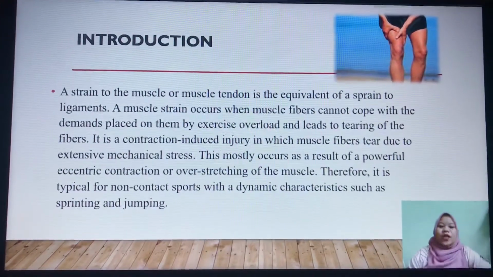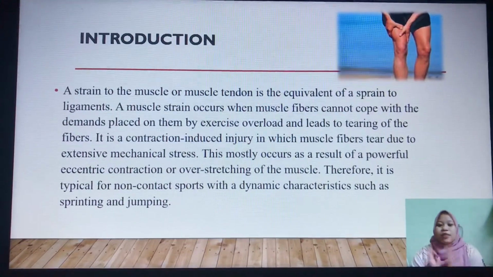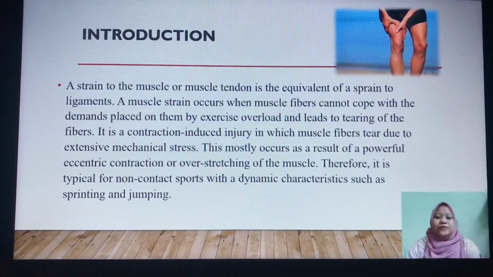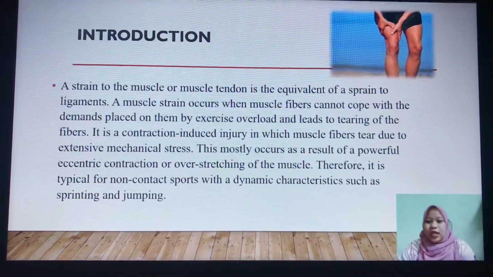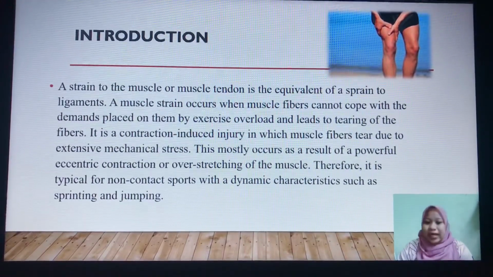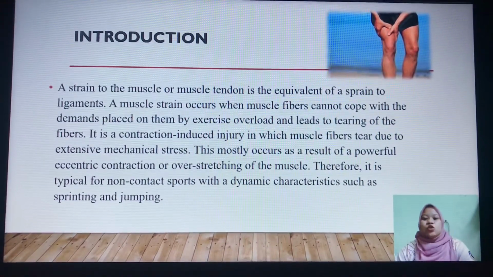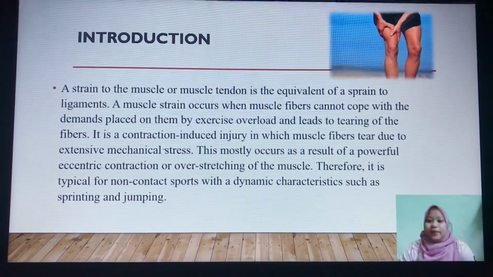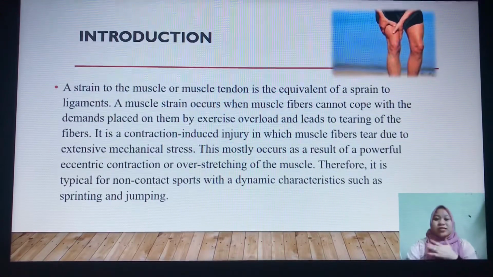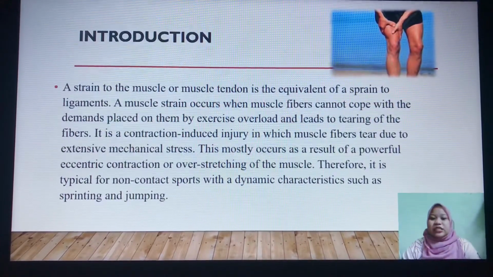Muscle strain. The first one is introduction. A strain to a muscle or muscle tendon is the equivalent of a sprain to a ligament. A strain occurs when muscle fiber cannot cope with the demands placed on it by exercise overload, leading to a tearing of the fiber. It is a contraction injury in which muscle fiber tears due to extensive mechanical stress.